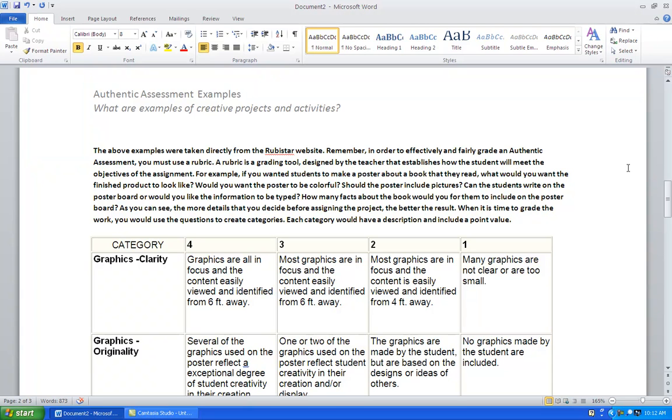So as you can see, the more details that you can sit down and think about ahead of time, the more information you can include in the rubric, the clearer the picture is for the student, so they can really meet your goals and your criteria if you tell them what you want.